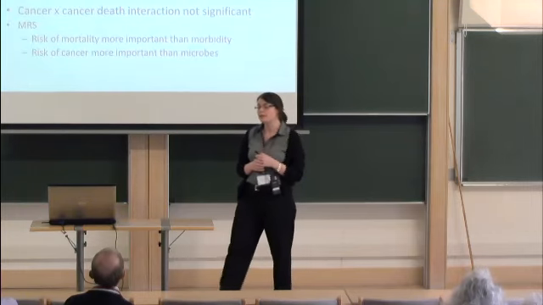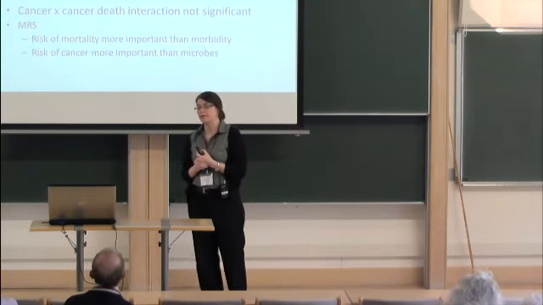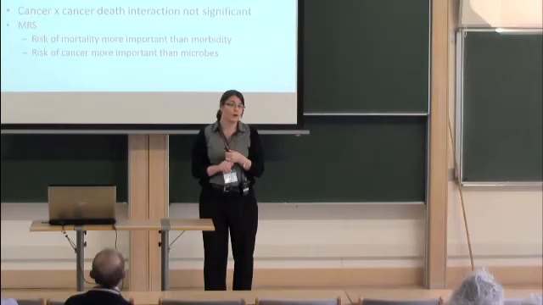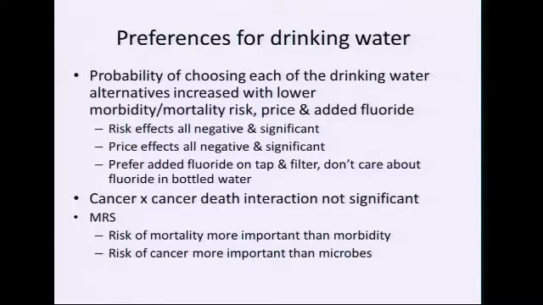Okay, so the probability of choosing each of the drinking water alternatives increased, not surprisingly, with lower risk of either morbidity or mortality, with lower price, and whether fluoride was added. That was in particular in tap water. Risk effects were all negative and significant. Price effects were all negative and significant. And people preferred fluoride on their tap and filter, and they didn't care about adding fluoride to the bottled water. The cancer by cancer death interaction wasn't significant in this model. This is just the C-Logit results.